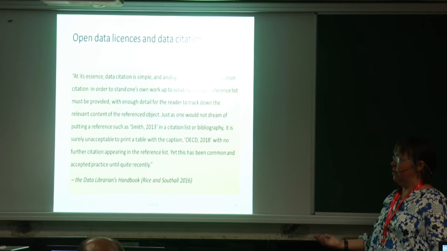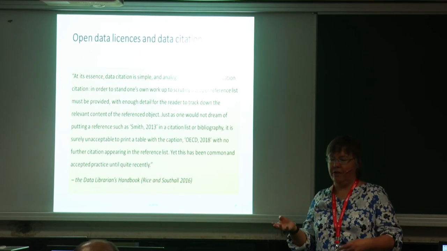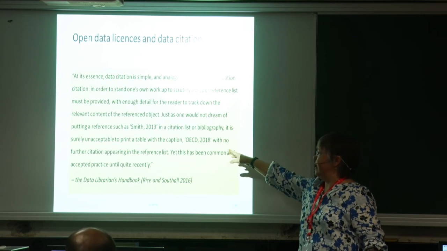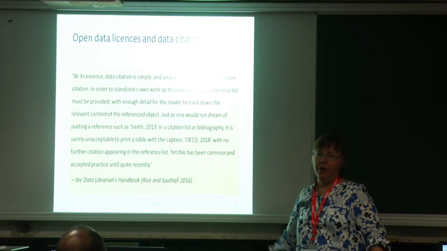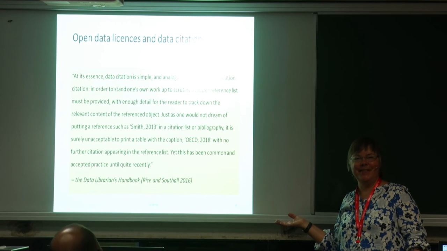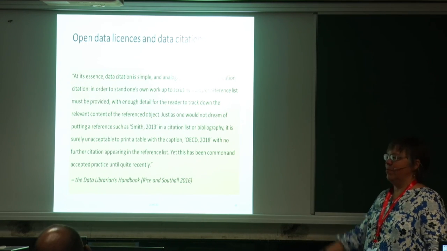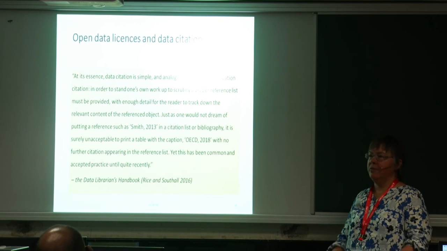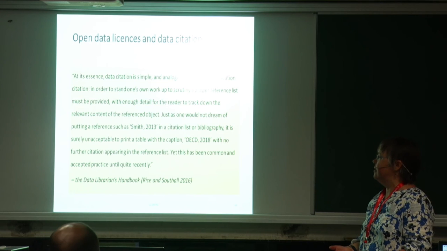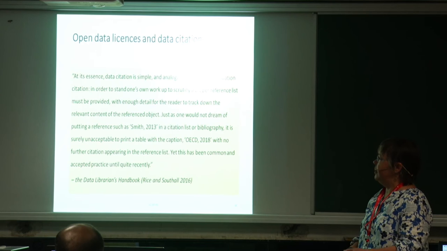Like a lot of the older articles, if you see a chart in the middle of an article, you often see this kind of thing, OECD 2018. Do you know how many data sets the OECD produces? Like hundreds and hundreds, probably. So that doesn't really help you find the source. So you need a full proper citation to find that source if you're using someone else's data. So that's really the point there.